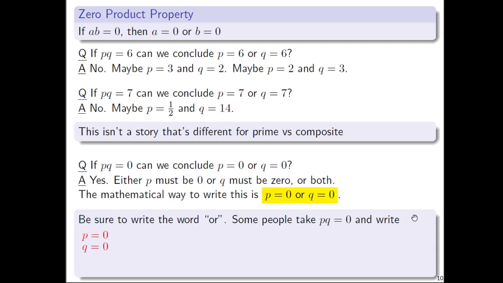Sometimes people will take PQ equals 0 and then write P equals 0 and Q equals 0. And usually what happens is people write Q equals 0 directly underneath. It becomes really hard to get the word or in there, right? When writing one equation on top of the other, it's very easy to forget the word or.